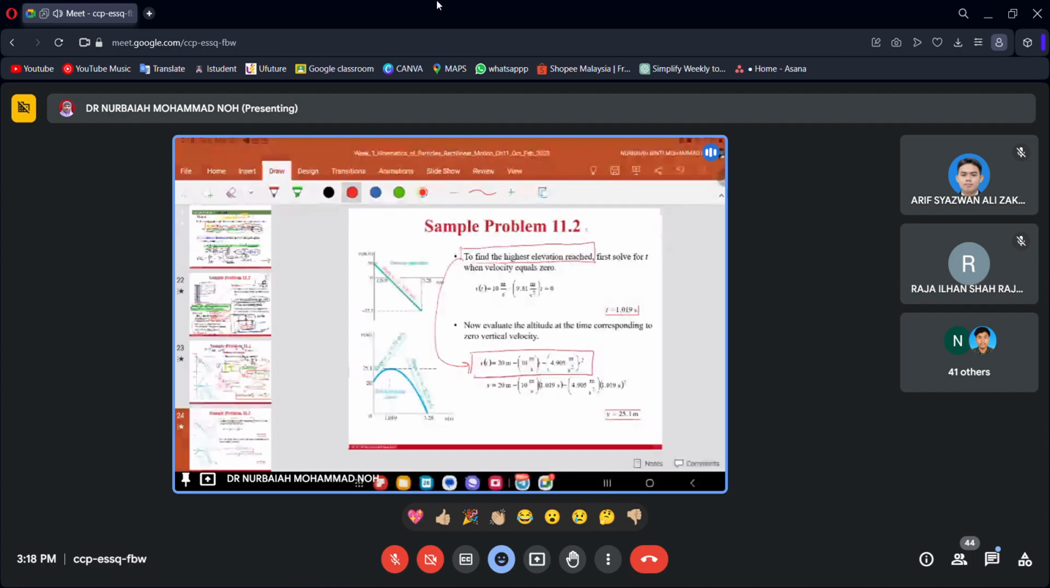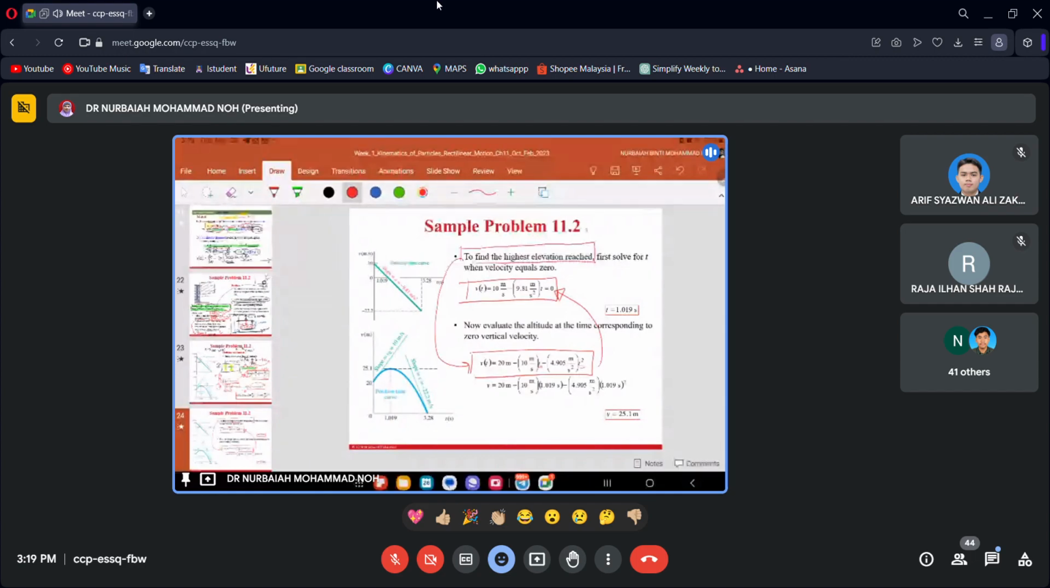Okay, we have to look at these functions. From this function, you have t. But we don't have t. How can we get t? To get t, we can use the v function. But how can we use this function?